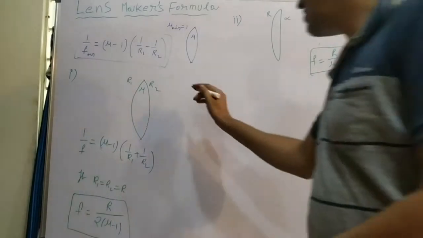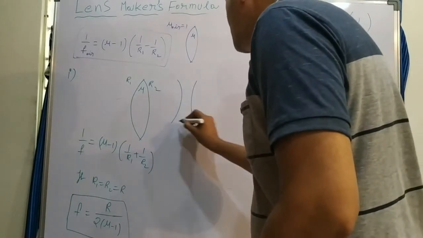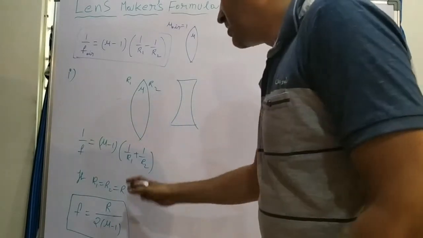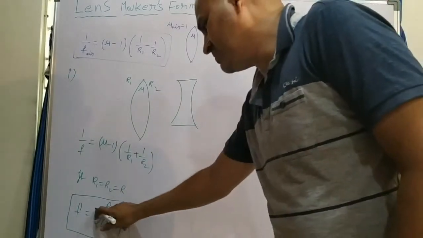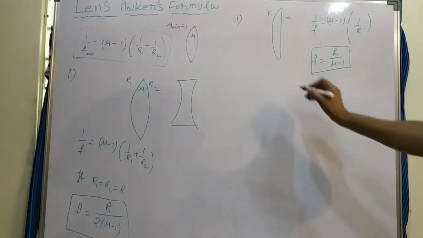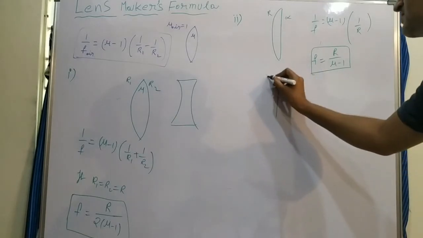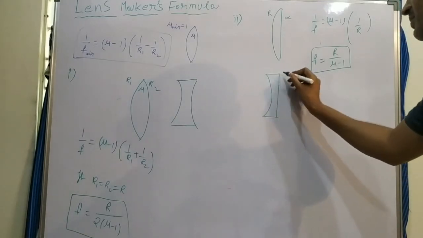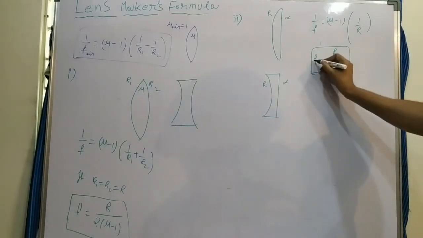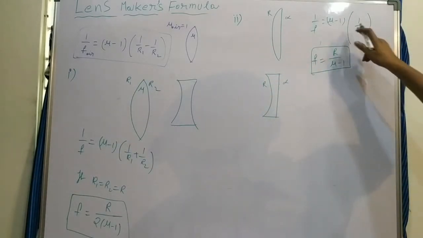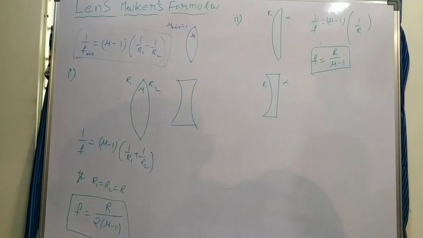Same thing if it is a double concave lens: both radii give minus, this minus and this minus, and here also you get minus. For plano concave, with R and infinite, you get minus 1 by R, and the other term becomes 0, like that.